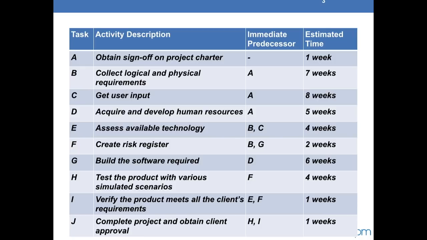Activity I is to verify the product meets all the client's requirements. Its predecessor, or the activities that have to happen before it, are activity E and F, and it has an estimated time of 1 week. And lastly, we have activity J, which is to complete the project and obtain the client approval. Its predecessors are activity H and I, and that's a duration of 1 week.